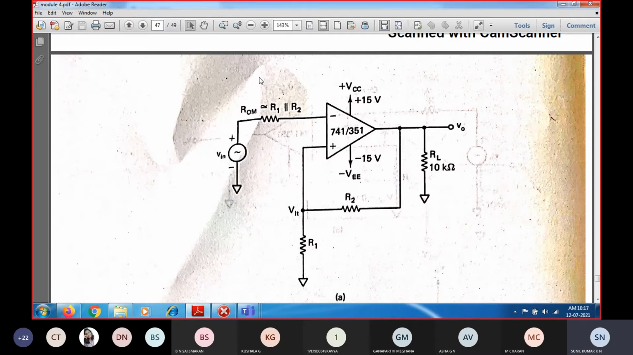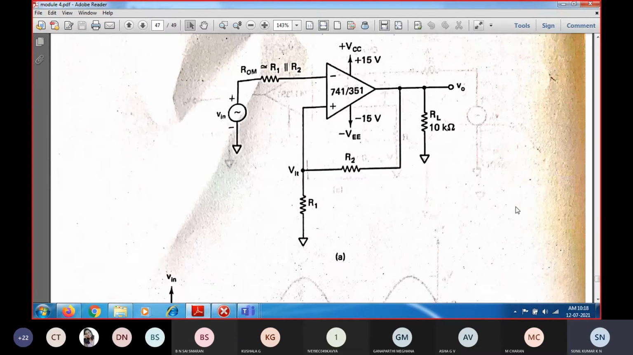So this circuit is going to work as an inverting Schmitt trigger. Okay, inverting Schmitt trigger. So this is the circuit, and we have to remember a very important point.